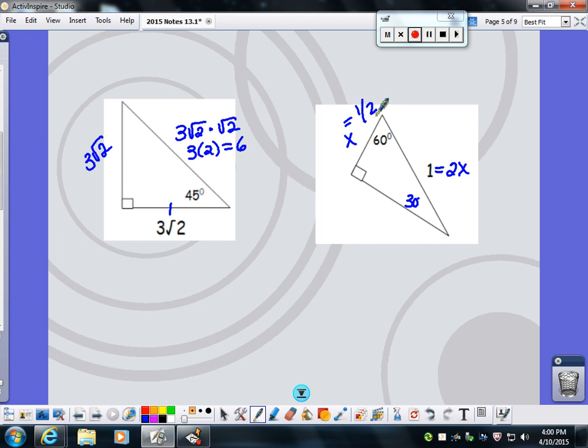So what's the long leg? We take the short leg and multiply by the square root of 3. So that means our long leg is going to be square root of 3 over 2. You're going to see these patterns when we have the hypotenuse being 1. We're going to use this a lot later on with the 30, 60, 90 and the 45, 45, 90.